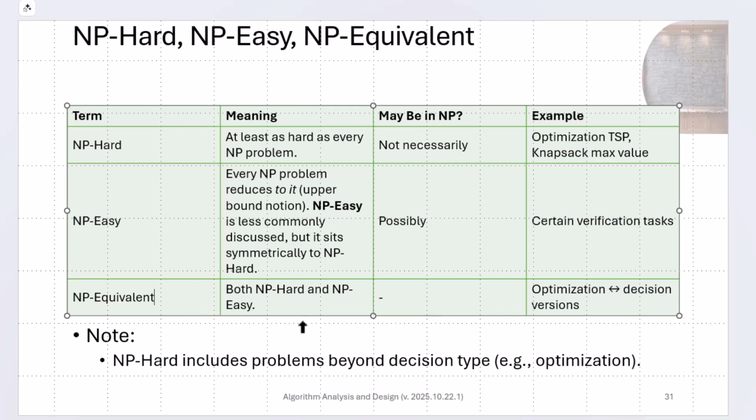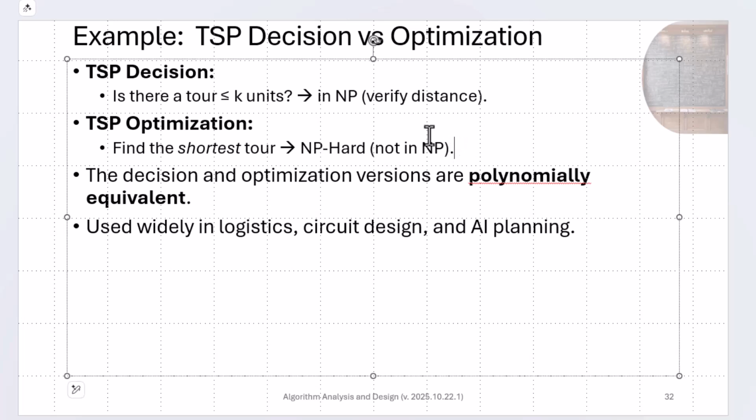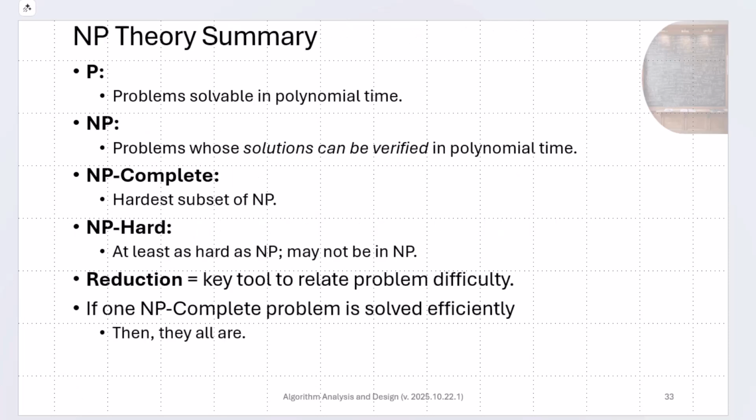So optimization versus decision versions. Another example, TSP decision versus optimization. The decision is: is there a tour less than or equal to k units? And that's in NP. You can verify the distance. TSP optimization is find the shortest tour. That's NP-hard. It's not in NP. We don't know of any algorithm at all that would be capable of getting a shortest tour in polynomial time. So the decision and optimization versions are polynomially equivalent, used widely in logistics, circuit design, and AI planning.